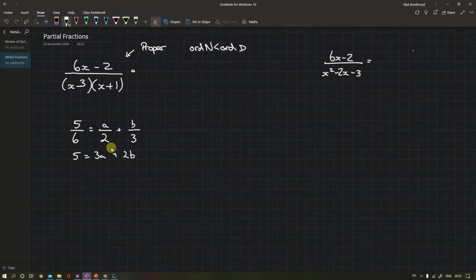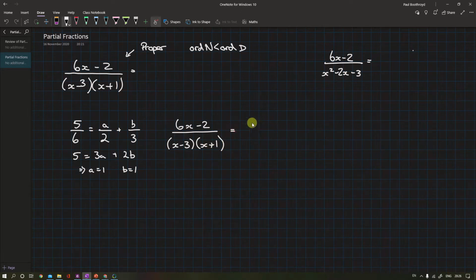We know that these must be proper, and therefore you could actually choose a and b, both of them are 1. So a equals 1, b equals 1, and that would allow me to actually say those are the same. That's basically what we're doing here. We're doing them as separate fractions. So we're going to have 6x minus 2 all over x minus 3 and x plus 1.